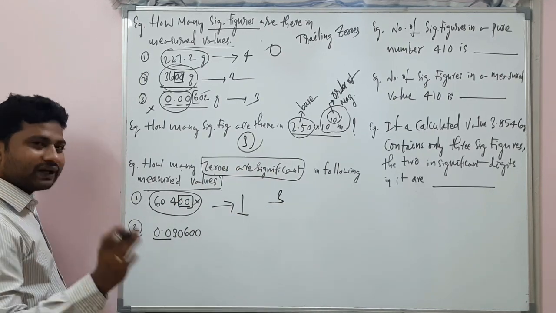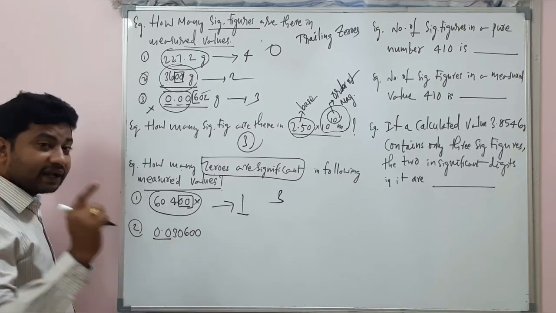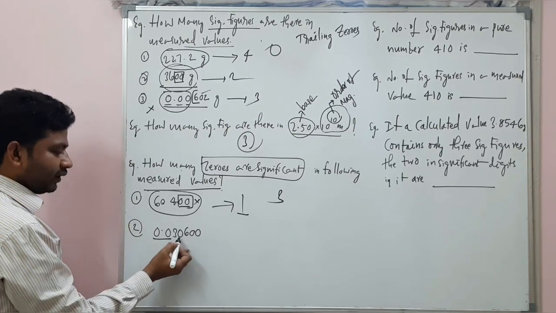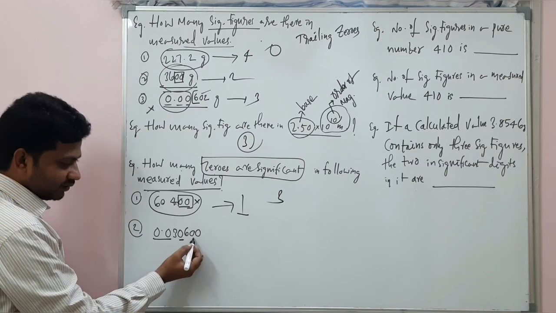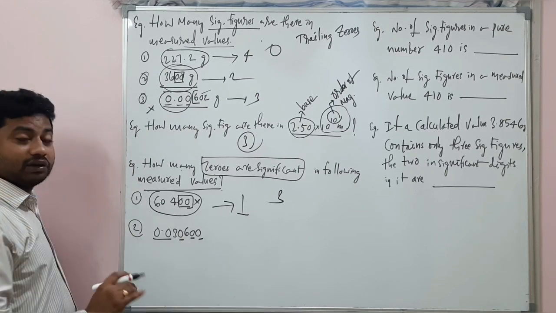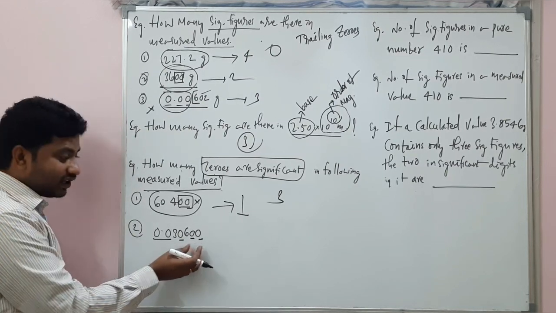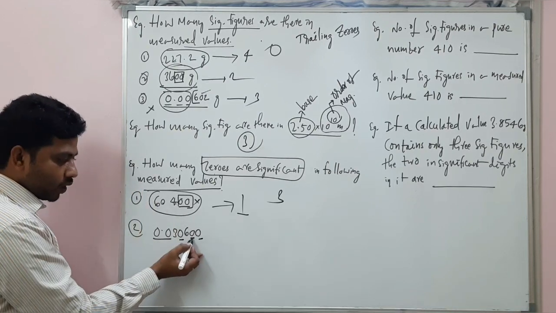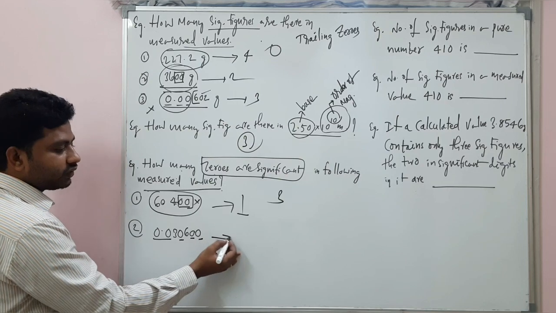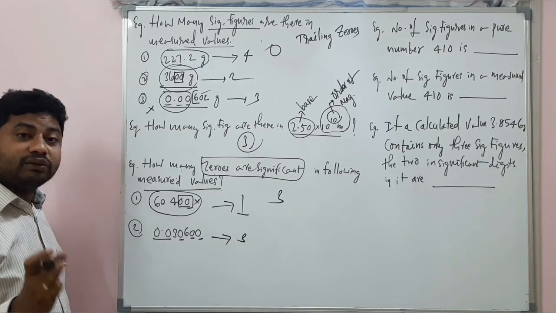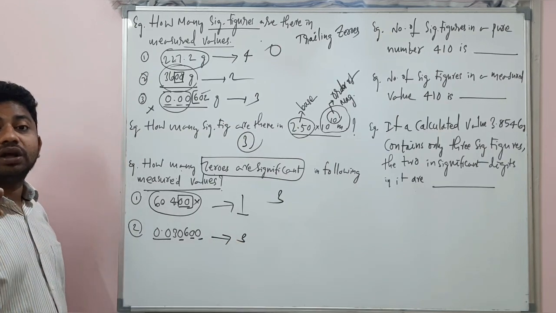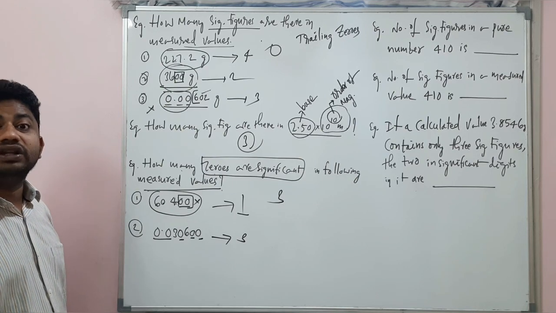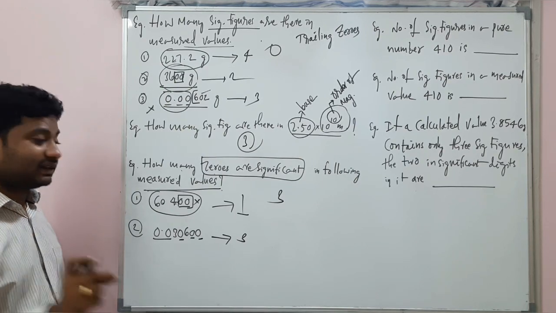These two zeros are insignificant as the number is less than 1. This is significant, significant, significant. Because trailing zeros, but the number is having a decimal point, you can say they are significant. 1, 2, 3. So 3 zeros are significant. And tell me, what is the number of significant figures? How many significant figures are there here?